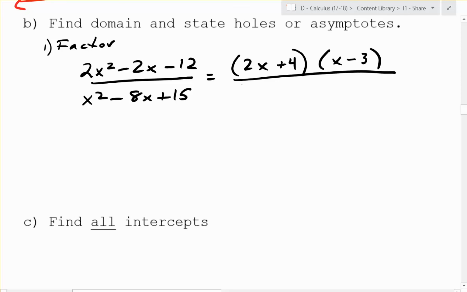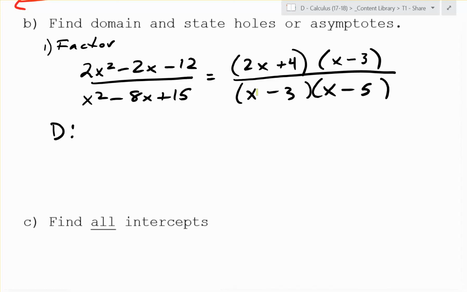So let's factor the denominator. It's going to be x and x. And then 15, and it's negative, but it's possible. I think it's going to be -5 and -3. That does work. So remember, you find the domain before you cancel.